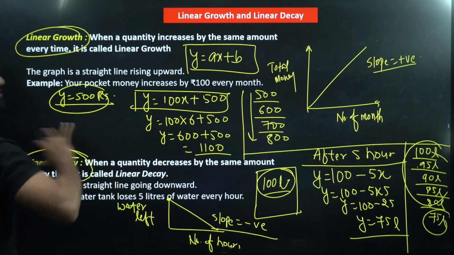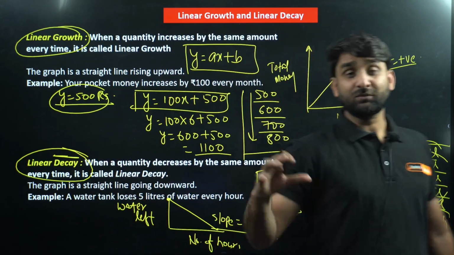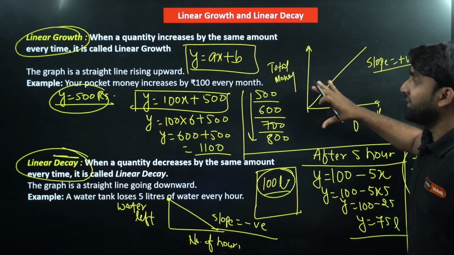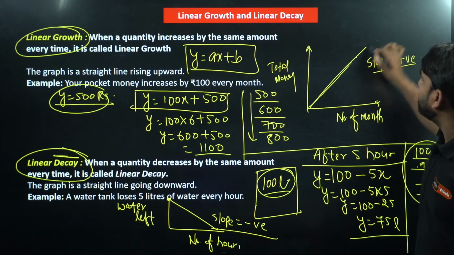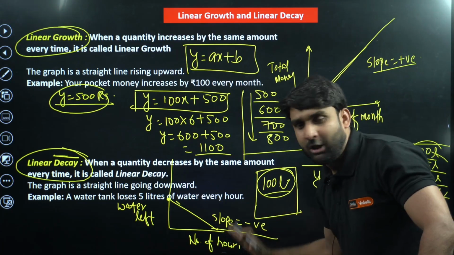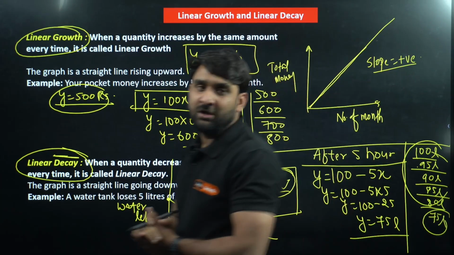And I hope this is clear to you. So my dear, which point is important that you should remember? This is the important thing: for linear growth, the graph will slope up, and for linear decay, the graph will slope down.